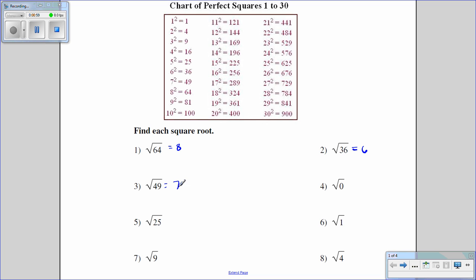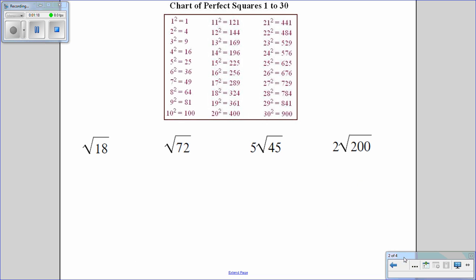Square root of 49 is 7. Square root of 0, well, that's 0. Square root of 25 is 5. Square root of 1 is 1. Square root of 9 is 3. Square root of 4 is 2. Alright, so that's what happens when you have perfect squares underneath square roots.